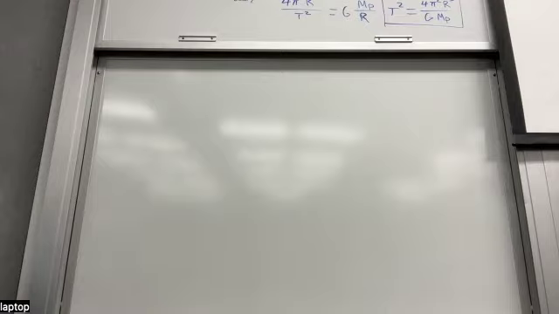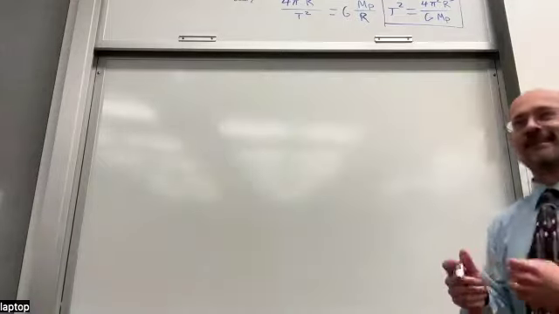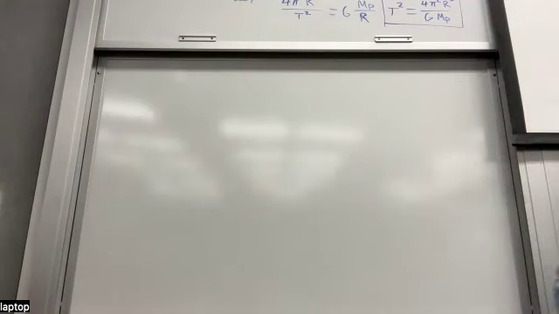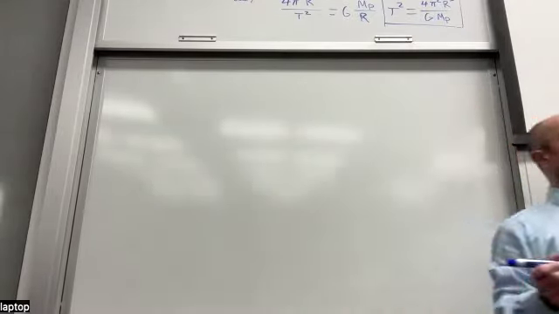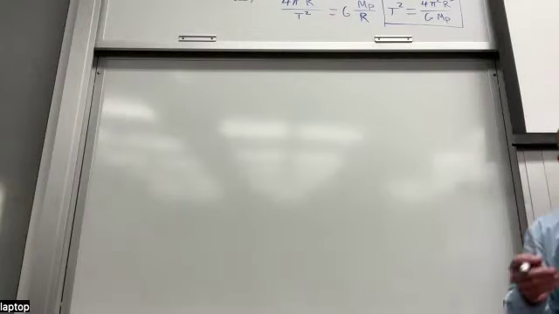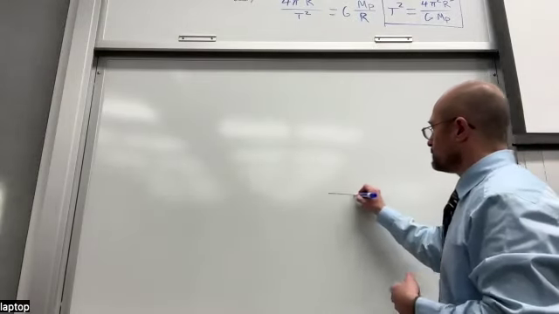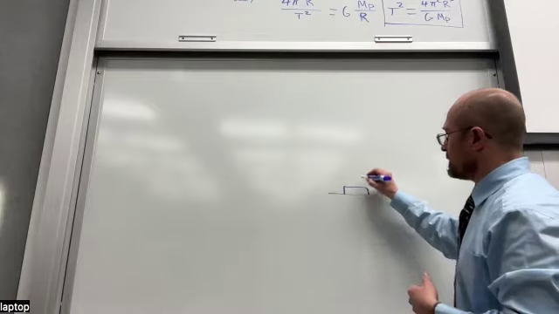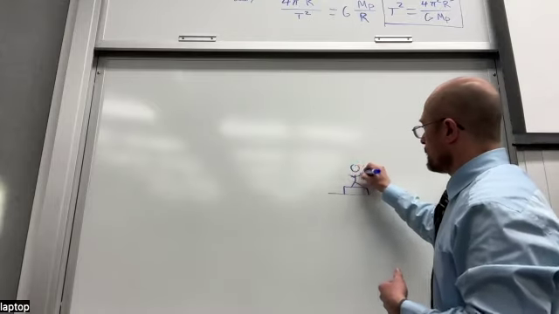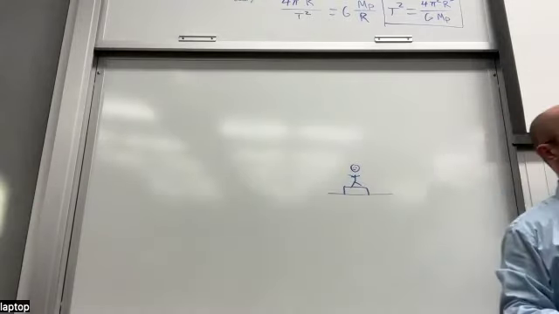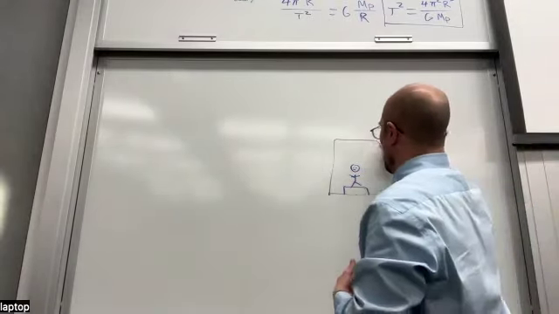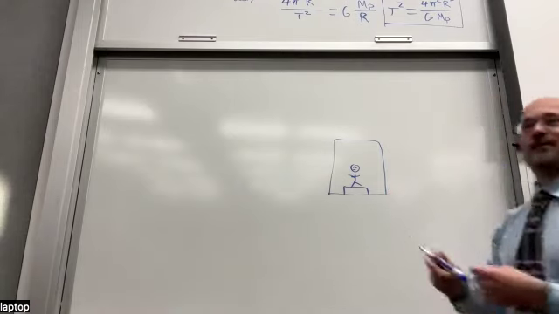So, if we're thinking about the elevator, there's a whole bunch of cases, so I'm just going to do one, and then you can reason out the others. So we have somebody in an elevator. And as most normal people do, they bring a scale with them, and they go to the elevator. And this way they can track their apparent weight.